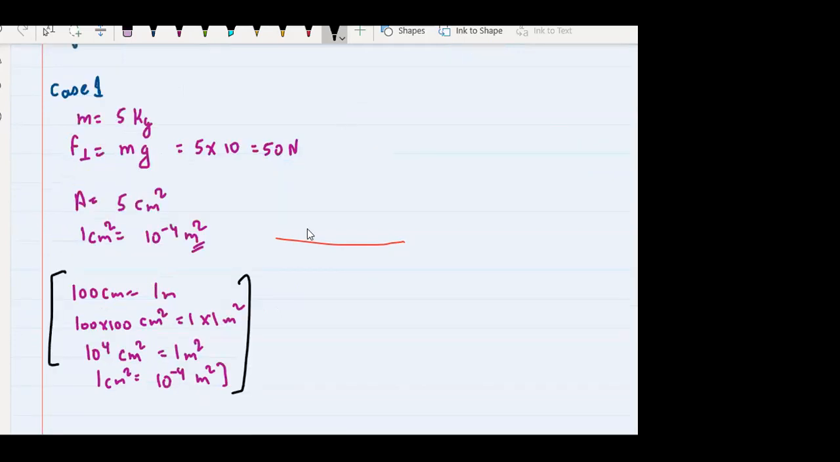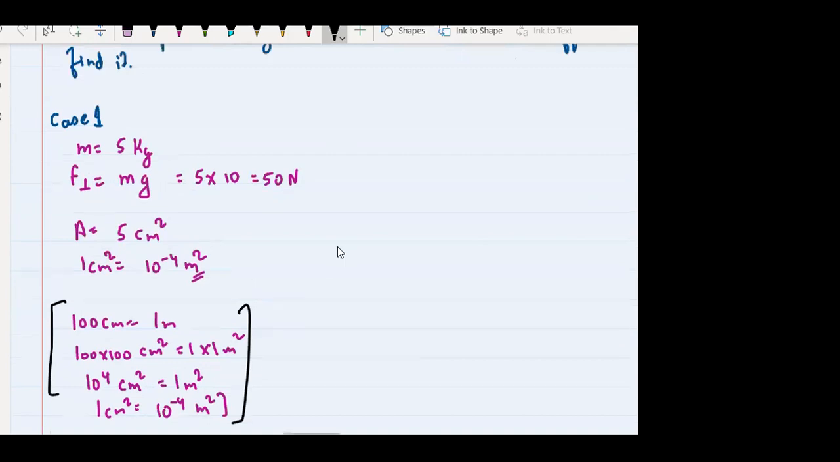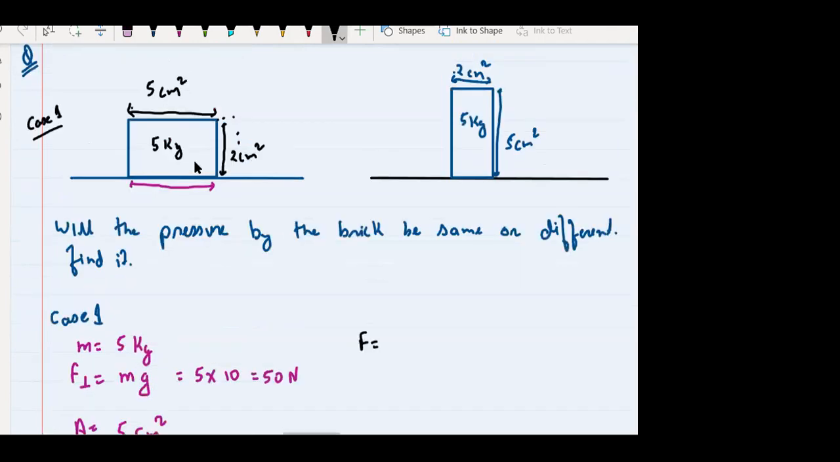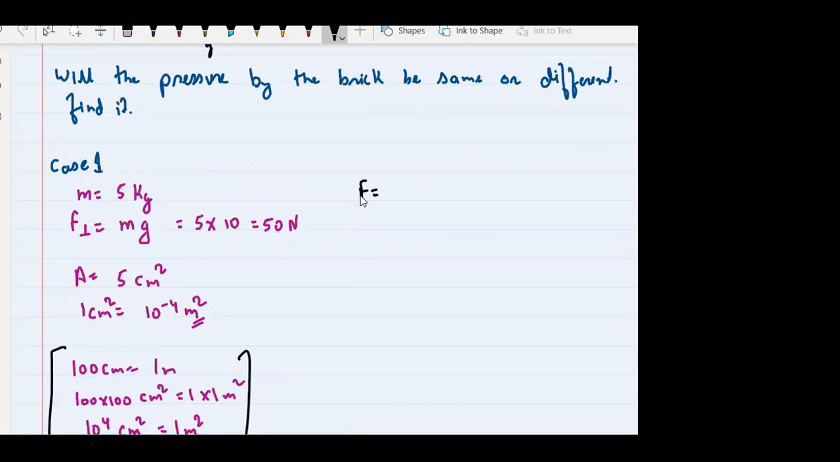So this is clear. Anyone have any doubt in this? Formula: what is the formula of force? Mass into acceleration. Here the acceleration is due to gravity, g, that I've taken. What is the formula of pressure? Pressure is force perpendicular to the area, force per unit area.